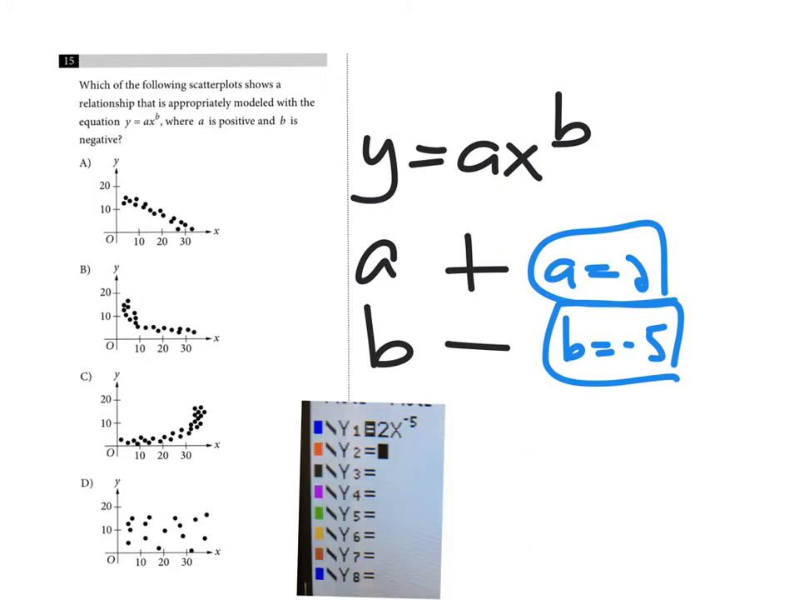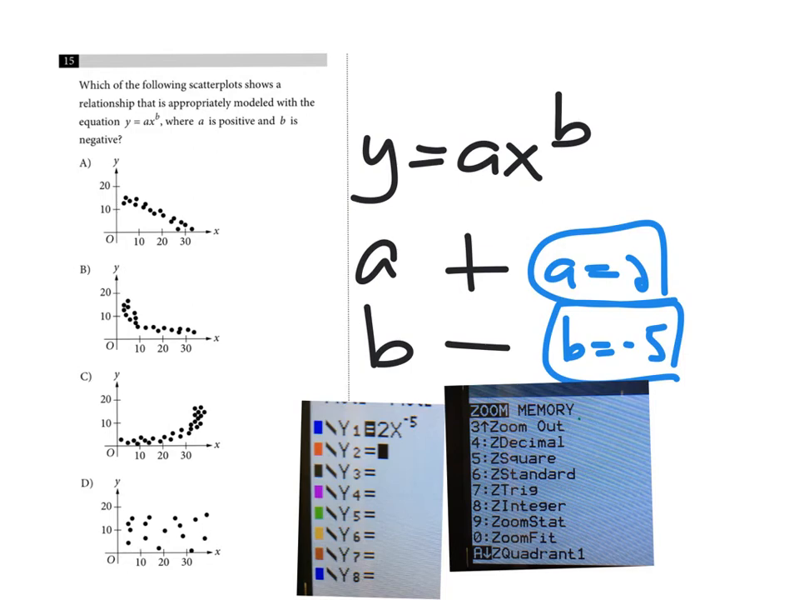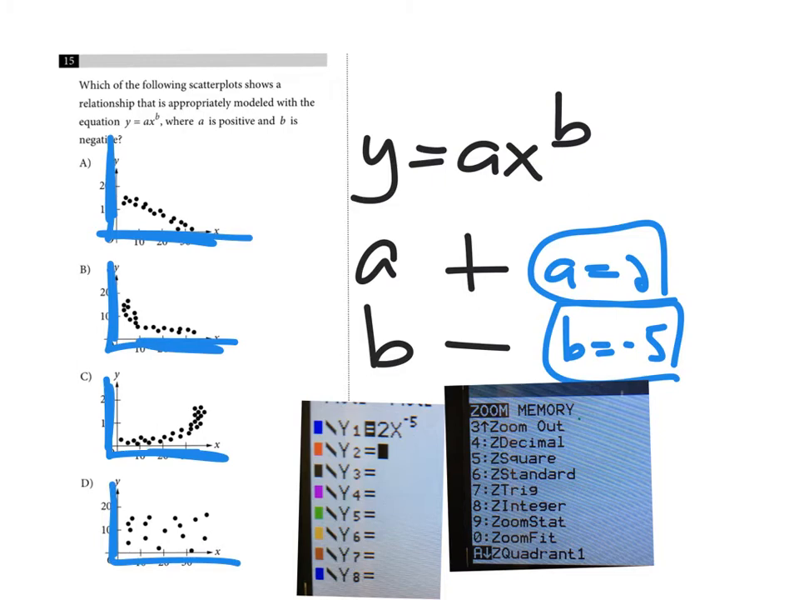So here I went into my calculator, I pressed y equals, and I just tried to graph the equation y equals 2x raised to the -5 power. And what I'm going to do is, since all of the graphs given to me are in the first quadrant, they're just graphing the upper right-hand corner of the Cartesian plane for all of these, I pressed the zoom button and I scrolled down to letter A, which stands for zoom, and then graph it in quadrant 1. And now when I choose letter A, here's what my graph looks like.